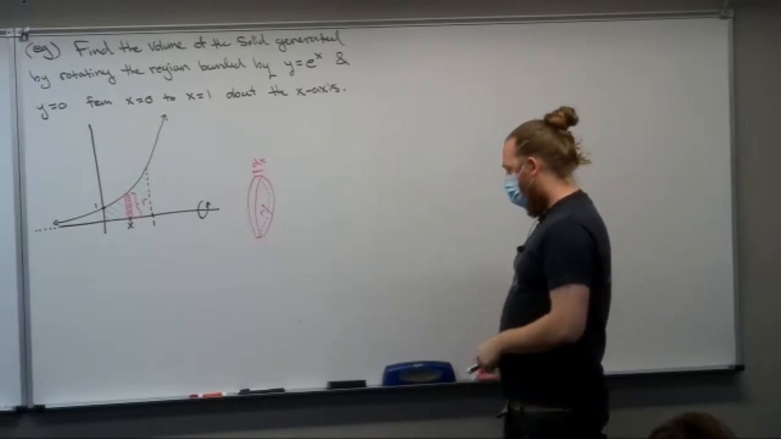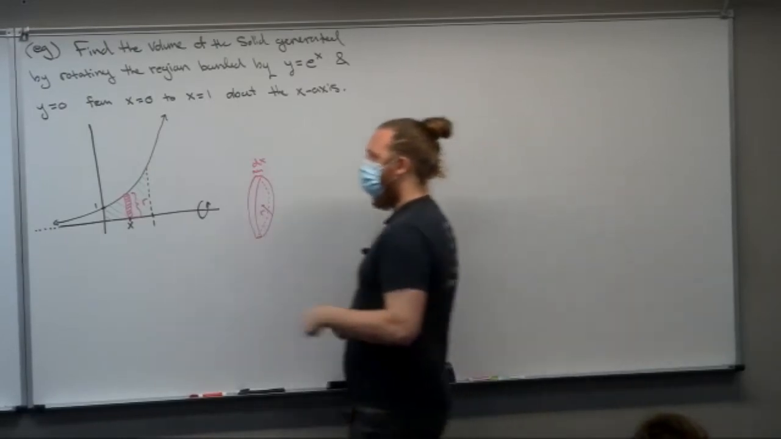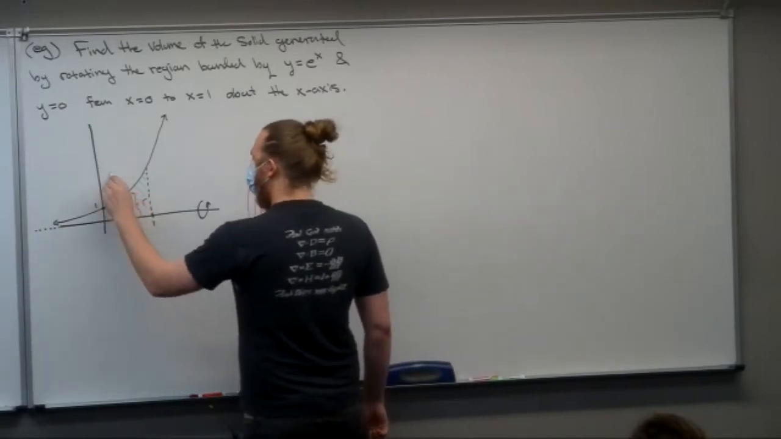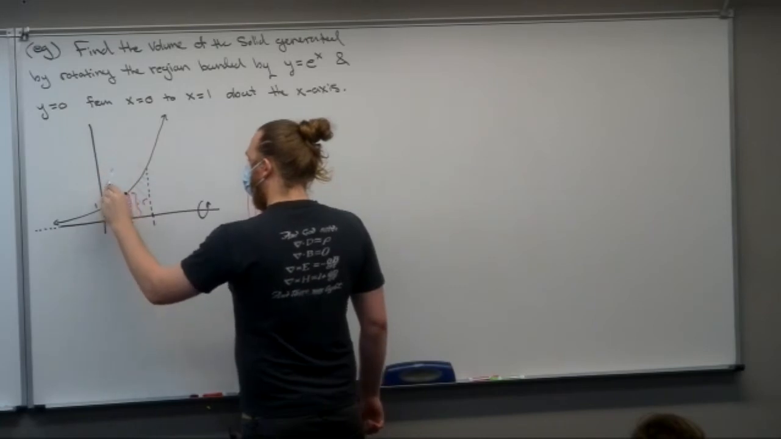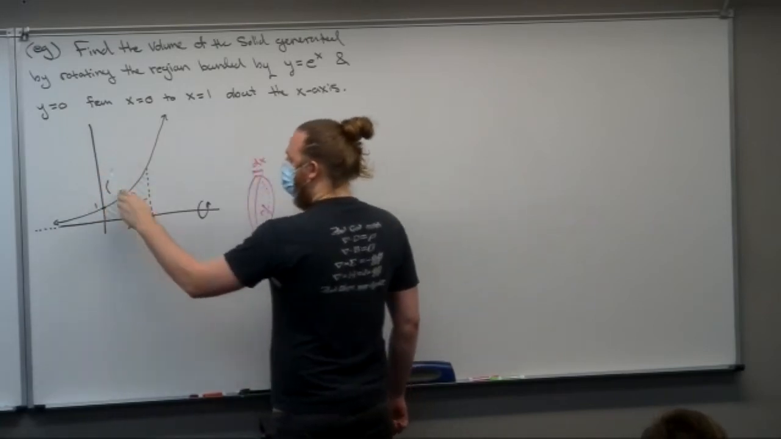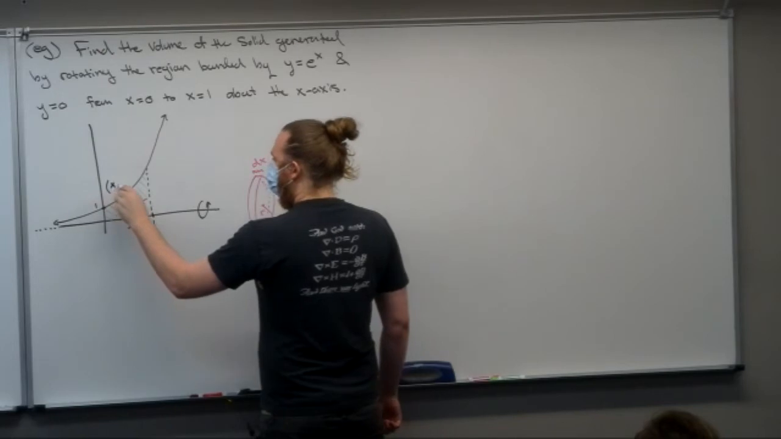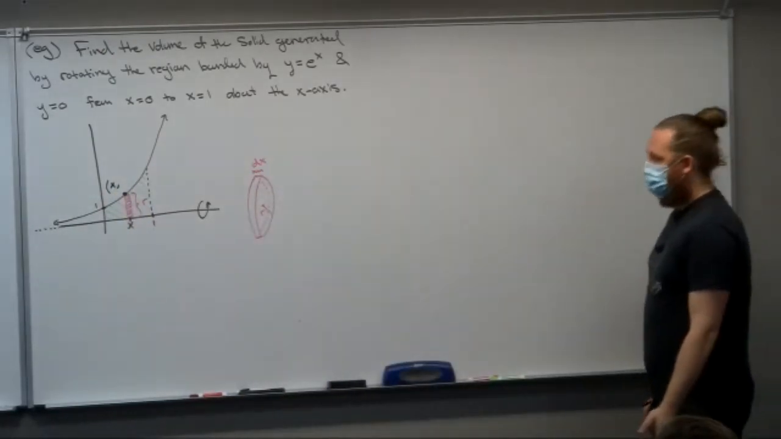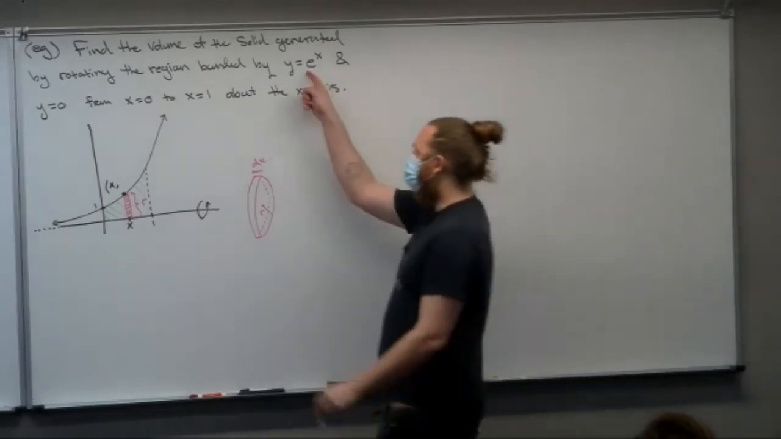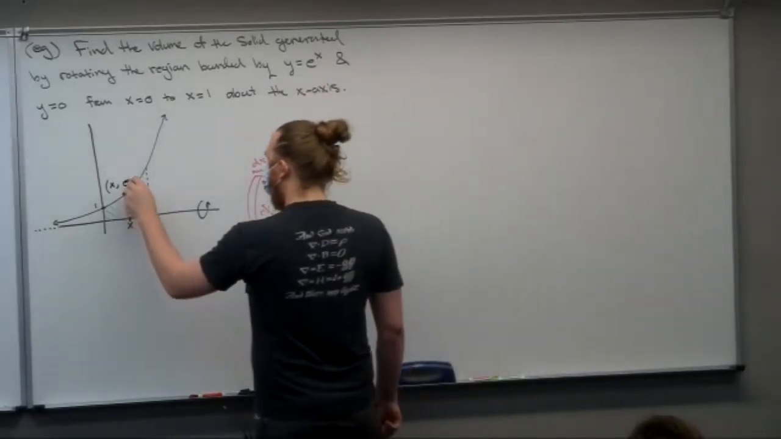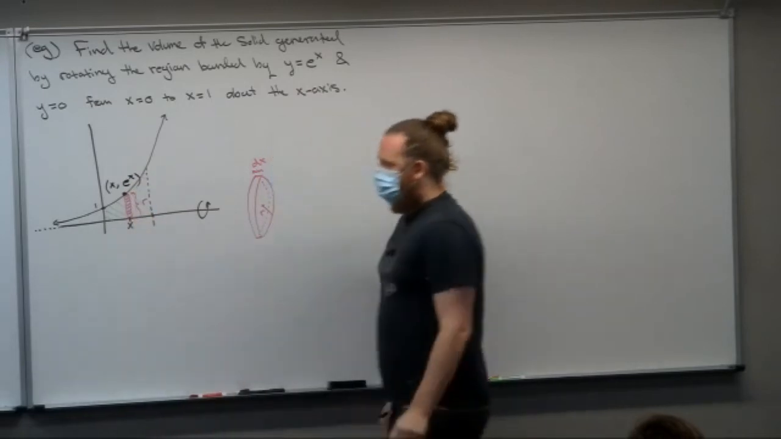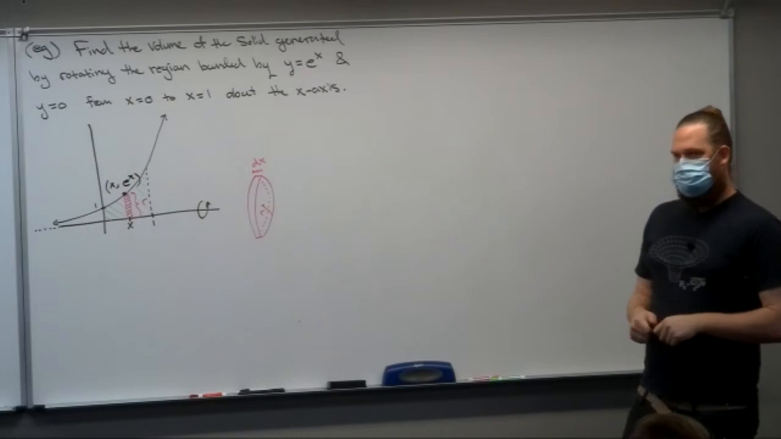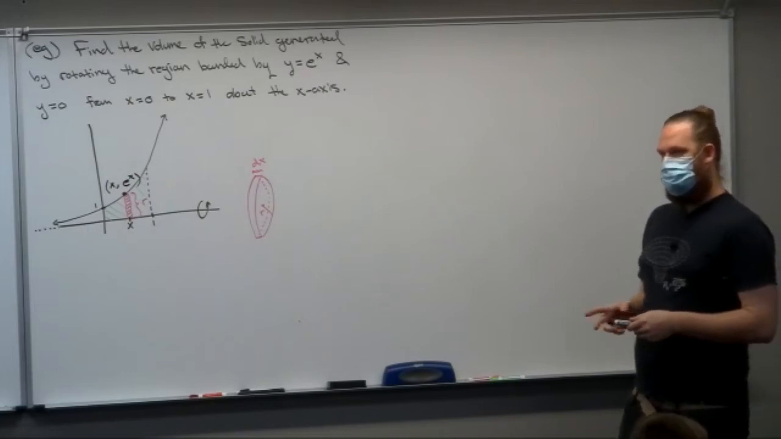The other thing that's often useful: can you characterize this point on the curve? Its x coordinate is x. What's the y coordinate? E to the x. Good. It's an arbitrary point on the curve y equals e to the x. So that ordered pair there is (x, e to the x). With that in mind, you can tell me this radius. Just e to the x.